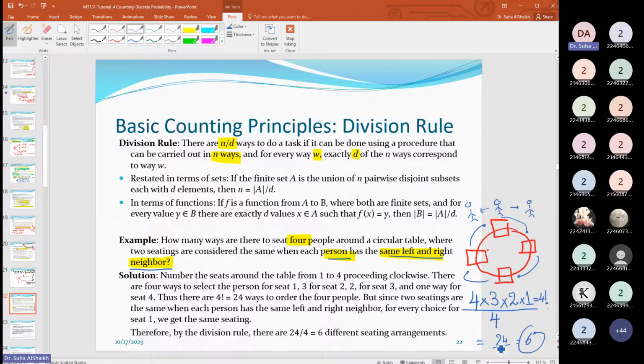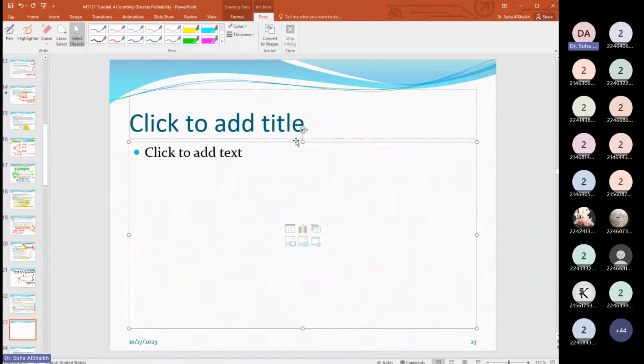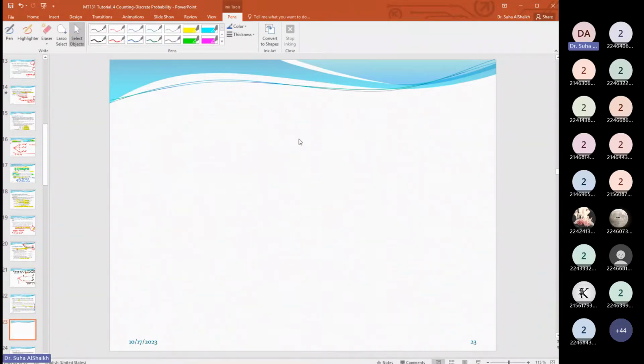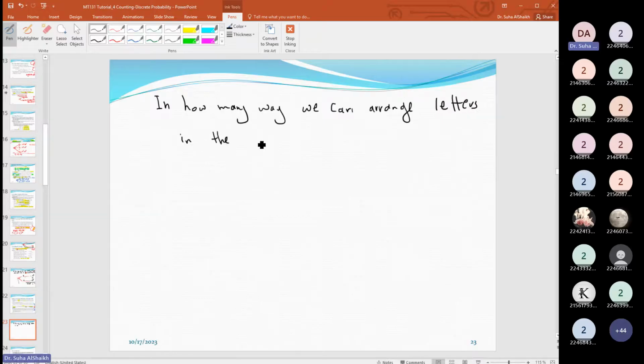Let me give you one more example using this division rule. A more clear example is if I ask you this: in how many ways can we arrange the letters in the word infinity?